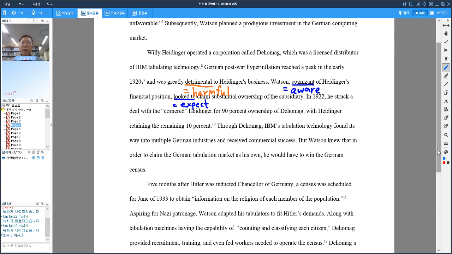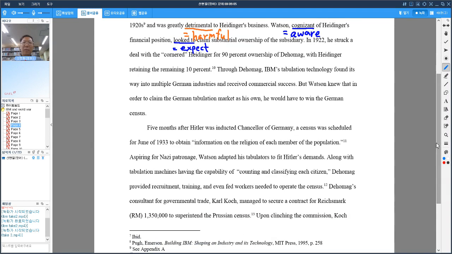Through Dehomec, IBM's tabulation technology found its way into multiple German industries and received a commercial success. So using the Dehomec company, IBM really penetrated multiple German industries, and they made a huge commercial success with a lot of German industries. But Watson knew that in order to claim the German tabulation market as his own, he would have to win the German census.